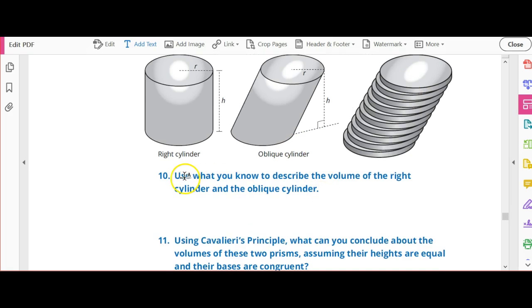And so the volume of the right cylinder and the volume of the oblique cylinder, if they have the same dimensions, are going to be the same. So how would we calculate it? Well, we would still find the area of the base times the height. In this case, because the base is a circle, we would do pi times r squared, and then we would multiply that by the height. Okay, so pi r squared for a circle times the height.